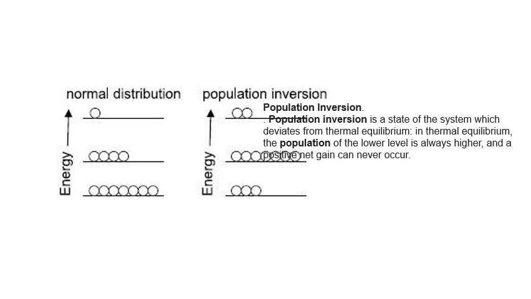Population inversion is a state of a system which deviates from thermal equilibrium. In thermal equilibrium, the population of the lower level is always higher than the other excited levels, and a positive net gain can never occur.